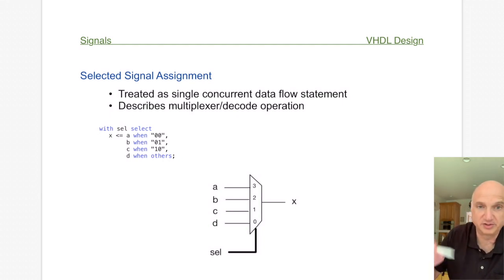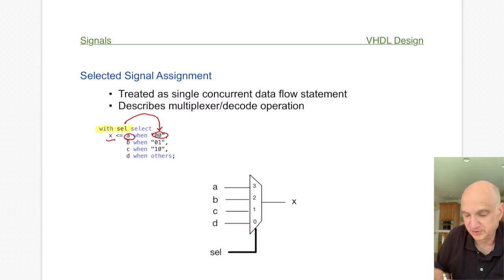So that's that. Let's start with this one, though. I kind of got sidetracked there, but let's take a look at how the selected signal assignment statement works. The first thing is it starts with the keyword with, and then select is the signal you're using to decide what to do. The select signal is actually being used to determine what the output of your device is going to be. If the select in this case is 0, 0, then the output X will take on the value of A.